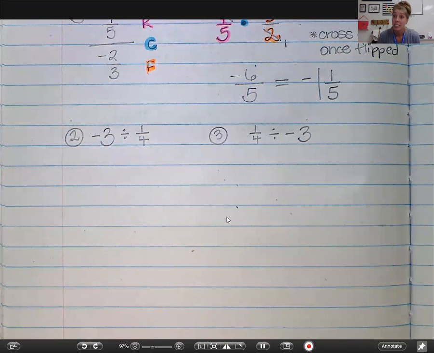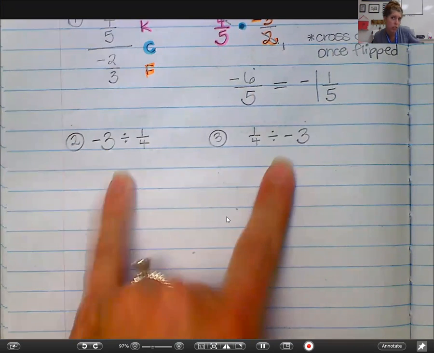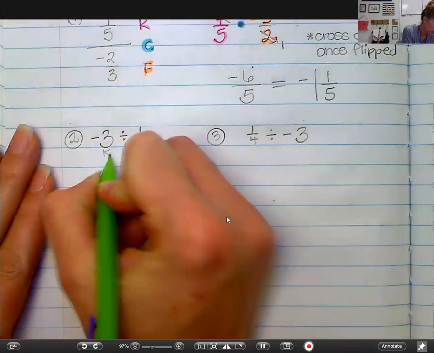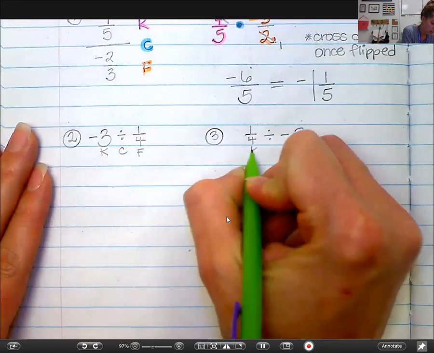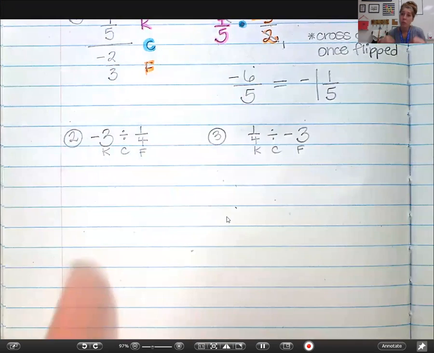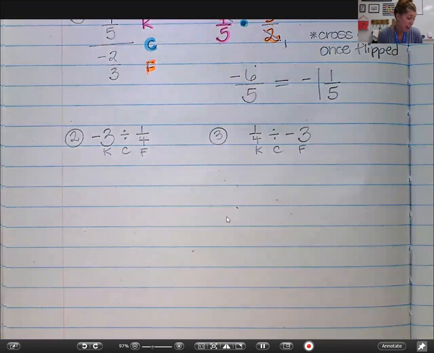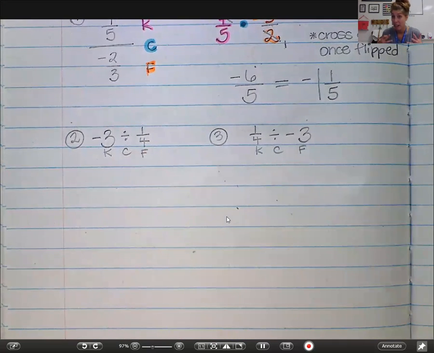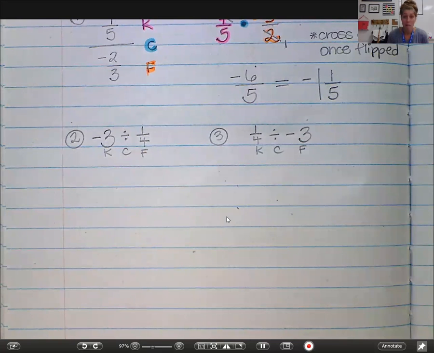I've seen consistently in the past this struggle between how these are different. So I want to show you step by step how these are different from each other. The first thing I'm going to do is label keep, change, flip, because I do need to rewrite both of these to multiplication. As a backup plan, I could change 1/4 to a decimal and divide with my calculator, but I do want to show you these in fraction world.